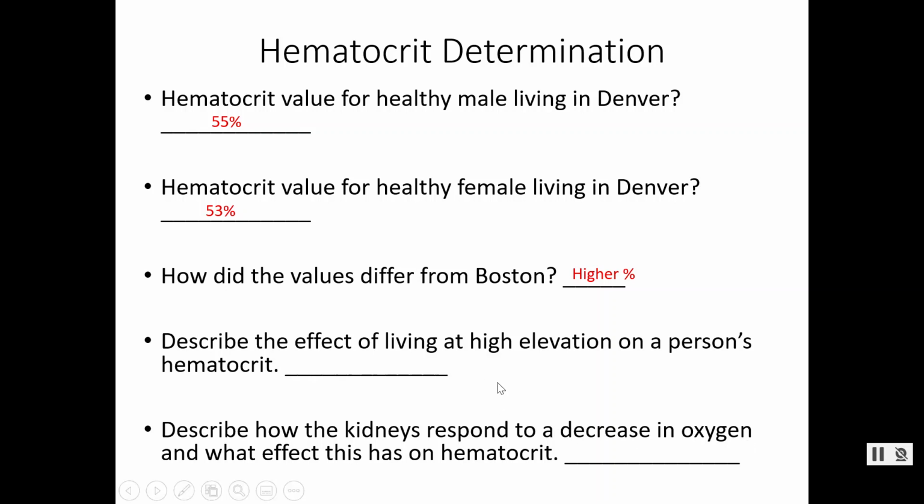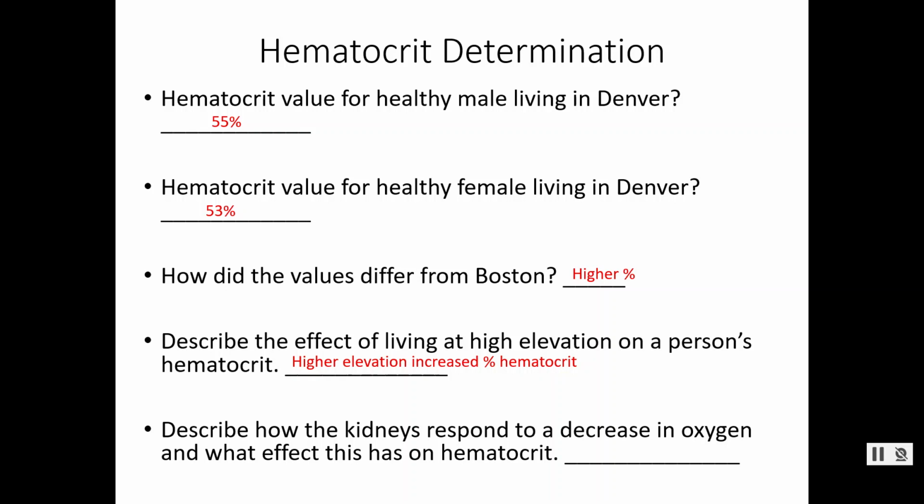So describe the effect of living at high elevation on a person's hematocrit. Higher elevation leads to increased hematocrit. So we talked about the higher elevation on a person's hematocrit. In Denver, if you've ever heard anybody talk about Denver, maybe you've been to Denver personally, Denver is the quote-unquote mile-high city. It is, in fact, pretty high up there compared to sea level.